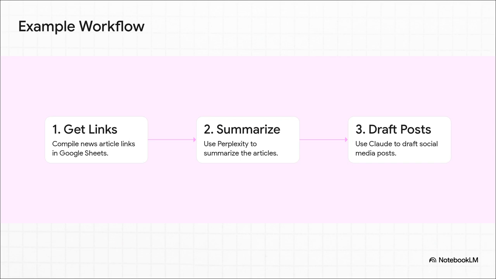Let me give you a real-world example to make this stick. You could use a tool, say something like make.com, to set up an automation. So step 1, it automatically pulls links to news articles from a Google Sheet you've got. Then, step 2, it shoots those articles over to an AI, maybe Perplexity, to summarize them. And for the grand finale, step 3, it takes those summaries and hands them off to another AI, like Claude, and tells it to draft some social media posts for you.